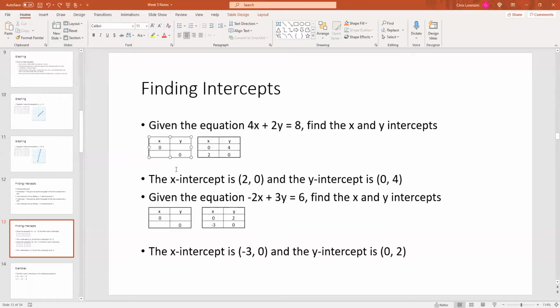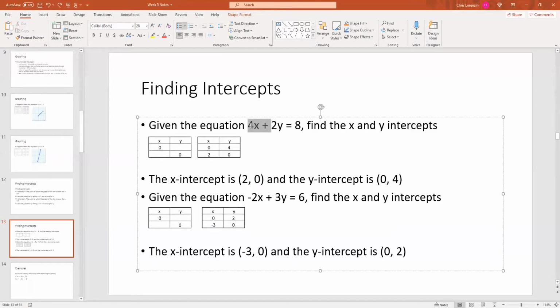All right, so what I do is I create my table. We talked about earlier when we're finding ordered pairs, we let x equal something and we solve for y. It is just as okay if we let y equal something and solve for x. They should give us the same answer if the ordered pair is actually true. So I let x equal 0 and solve for y. I let y equal 0 and solve for x.